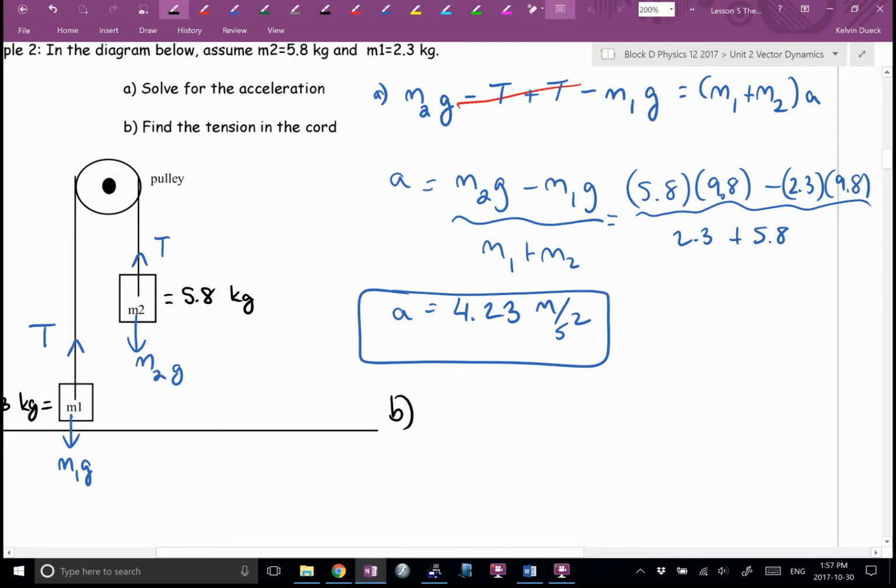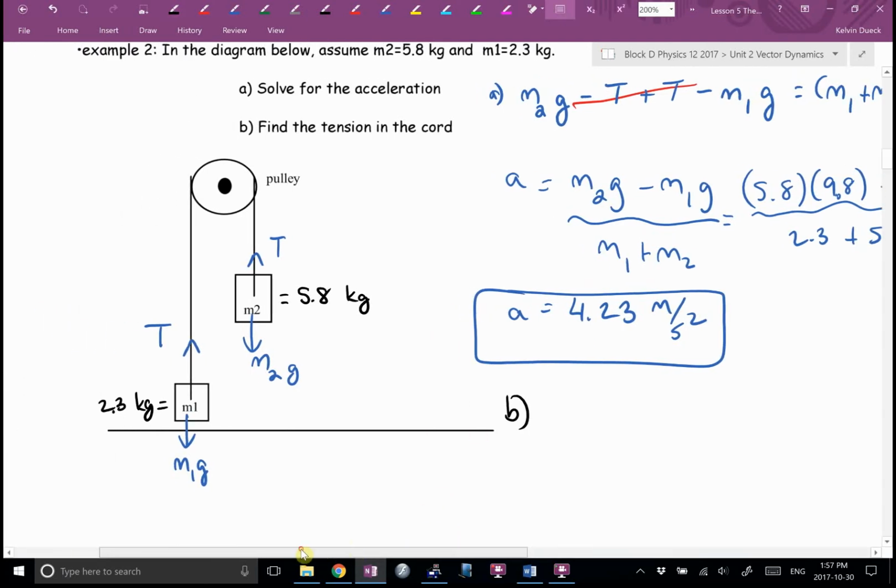Jordan, what's B want me to find? Pick one mass. It doesn't matter which one. One will be ever so slightly easier, because in one, the tension is the winner, which makes it easier to get by itself. So Jordan, which mass is tension the winner in? M2? You said both. Which one? Who's winning? M2. So what would the equation be for M2?